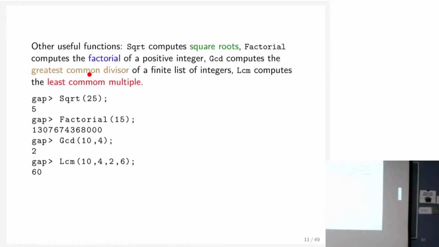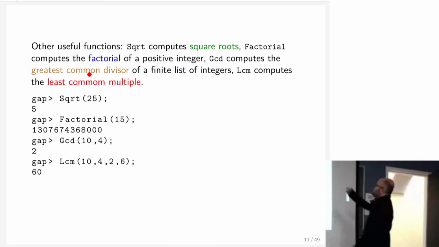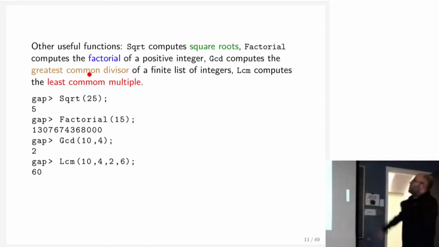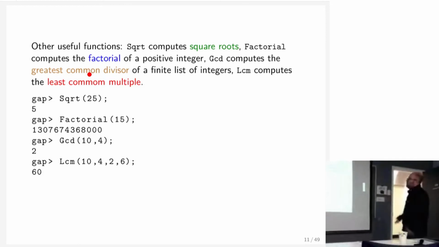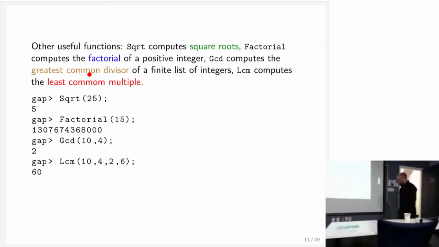So other useful functions. I'm just playing with some functions and some basic stuff. SQRT, of course, is for computing square roots. Factorial computes the factorial of a positive number. You can compute, for example, the greatest common divisor or the least common multiple, and you see some examples there.